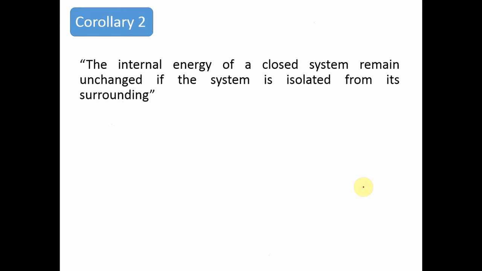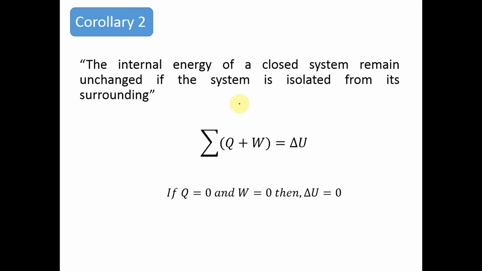The corollary number 2 says the internal energy of a closed system remains unchanged if the system is isolated from its surrounding. Here we are talking about isolated systems. You already know an isolated system is an extended version of a closed system where there is not even energy transfer, either as heat or work. This is quite obvious because if it is an isolated system, there is no heat transfer and there is no work transfer.